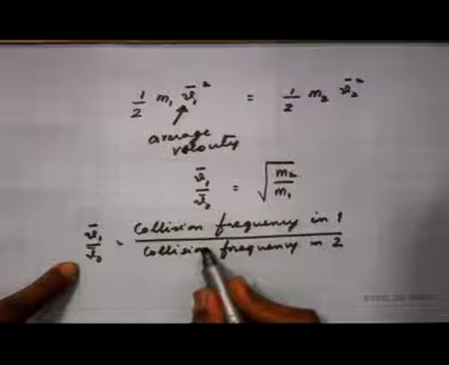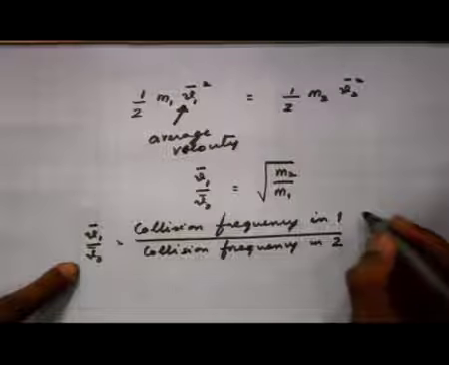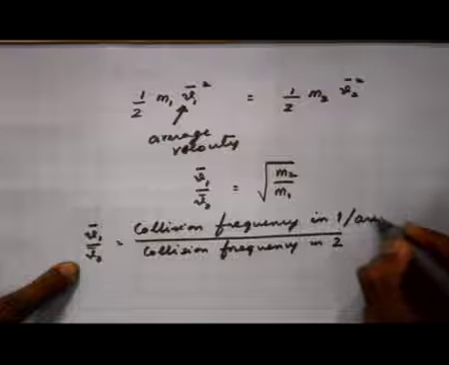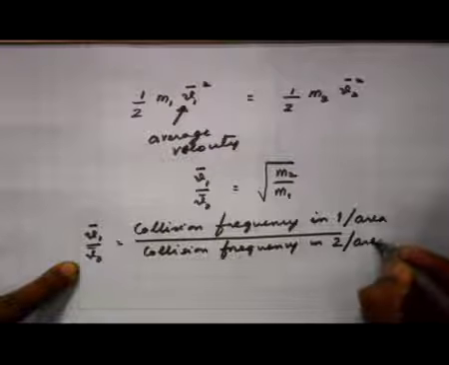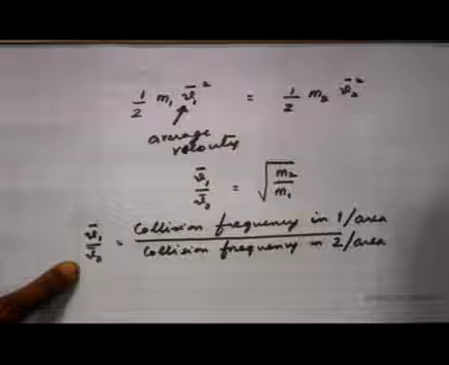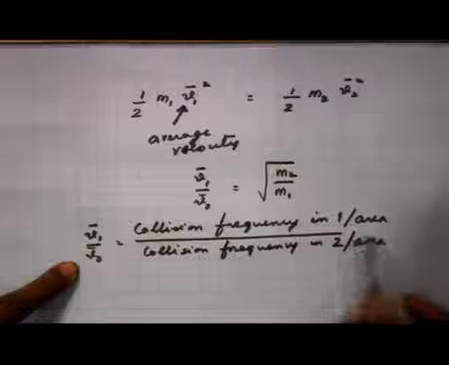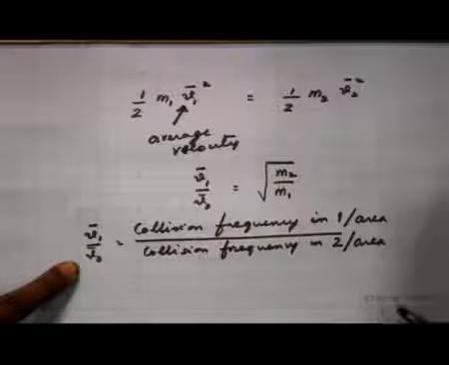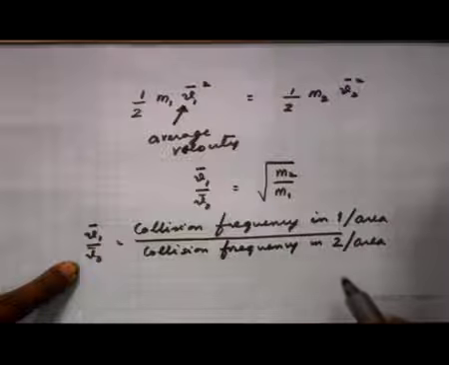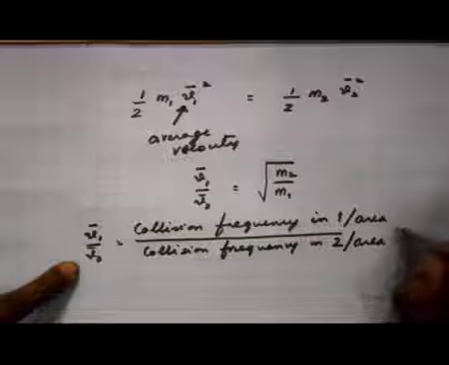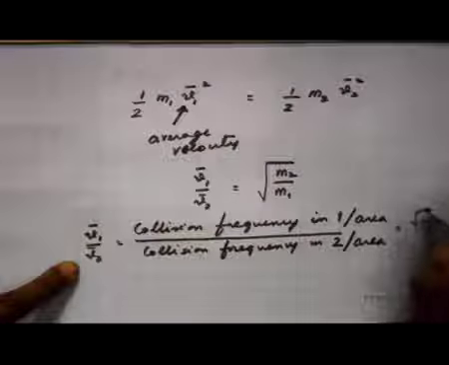And if you take the collision frequency per unit area, for the same area, they are again the same. So, if I took the same area, it does not make a difference. Now, this gives you a way, and we are saying that this is equal to root M2 over M1.